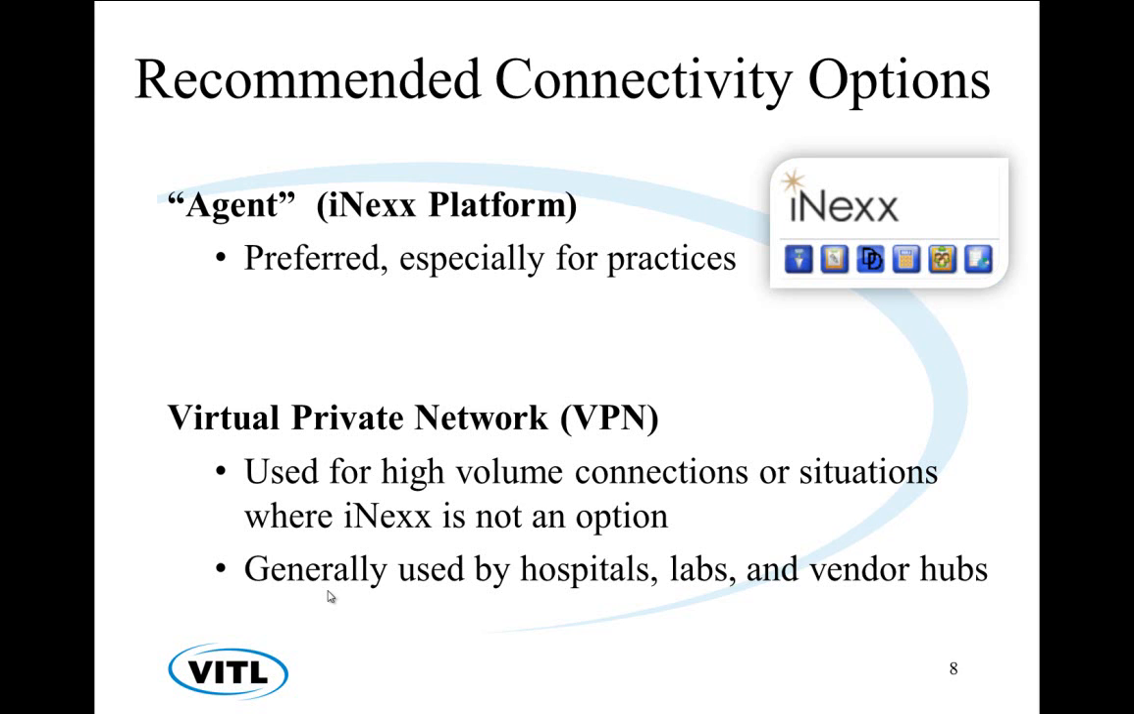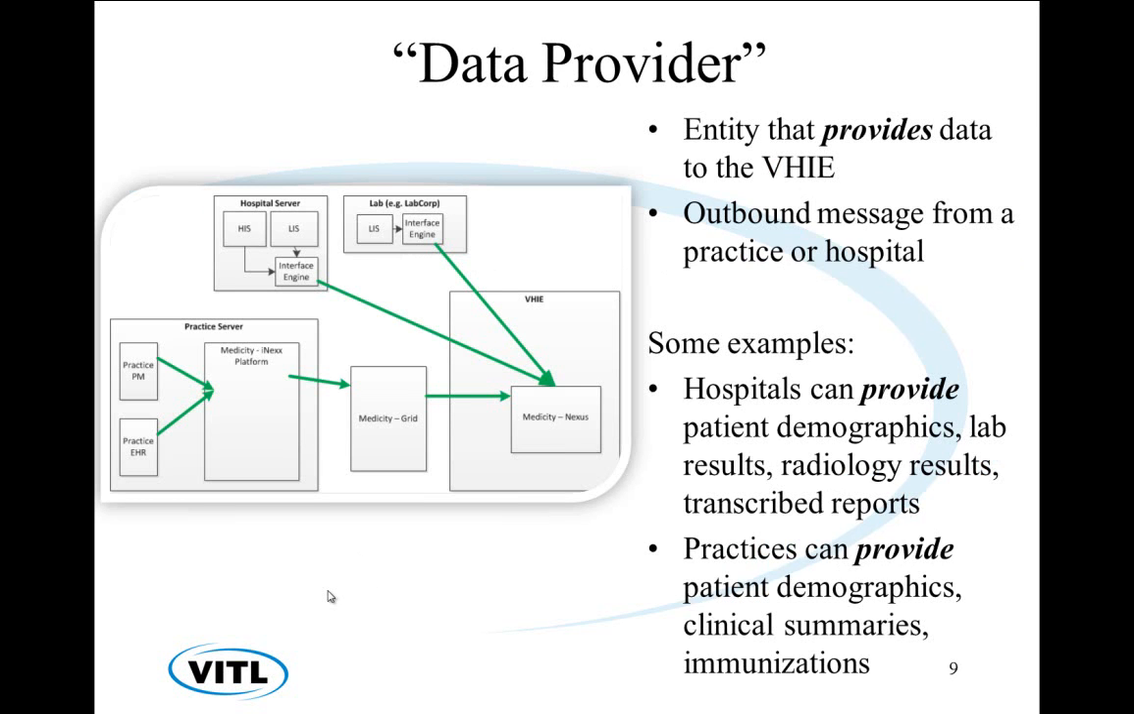So those are our secure connectivity options. And now we're going to talk about those three types of connections that we make: the data provider, the data receiver, and the registries. So first, the data provider. As I mentioned before, these are entities that provide data to the VHIE.